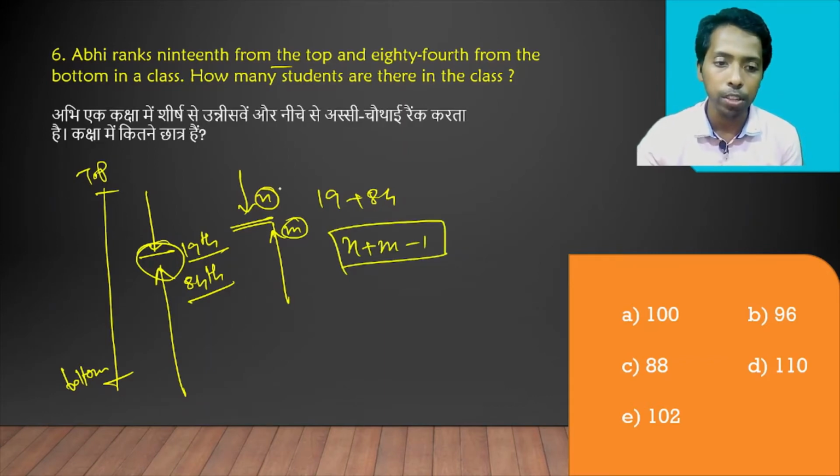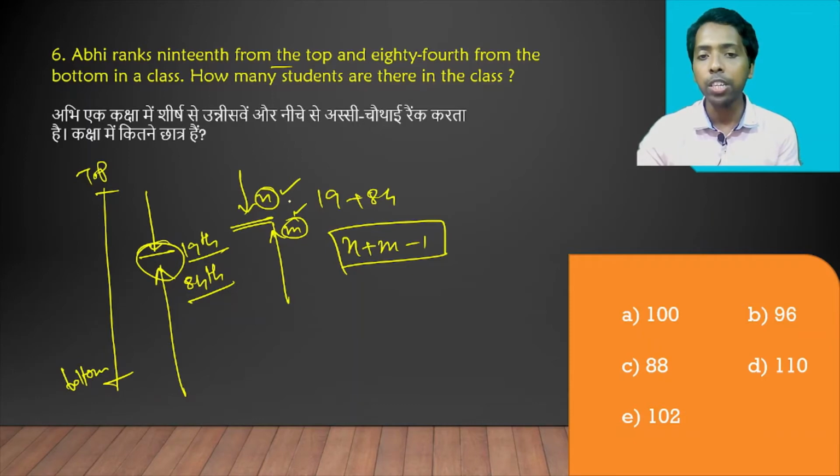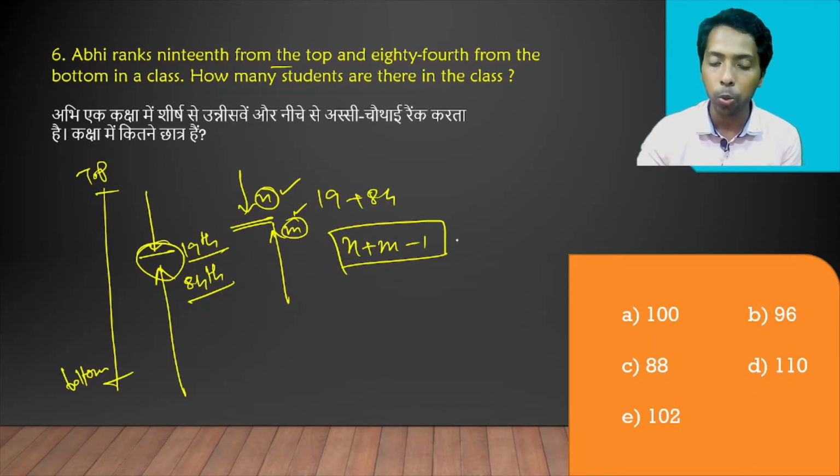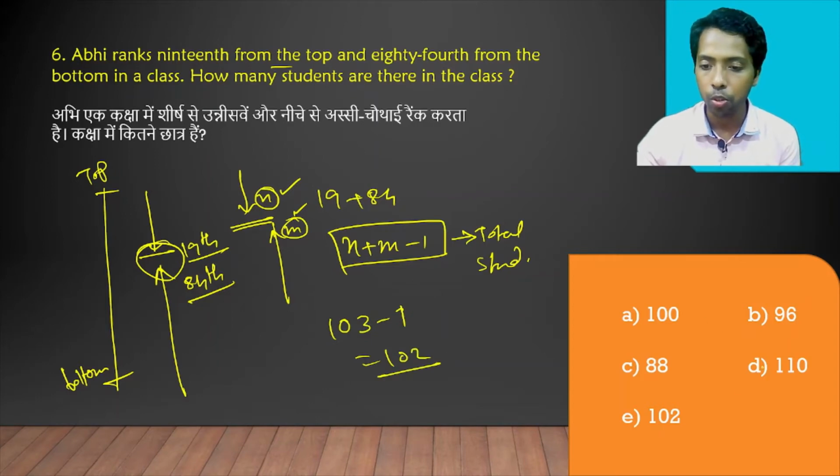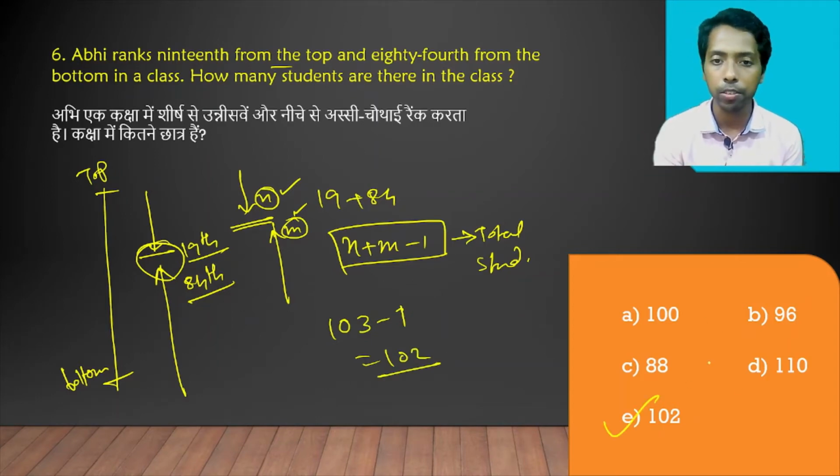Otherwise, if the person's position from the top is n and from the bottom is m, one person gets counted twice, so the total is one more than what is actually in the class. So n plus m minus 1 is the total number of students in the class. So 19 plus 84 is 103, minus 1. So the total number of students is 102. So option A is the correct choice, right?